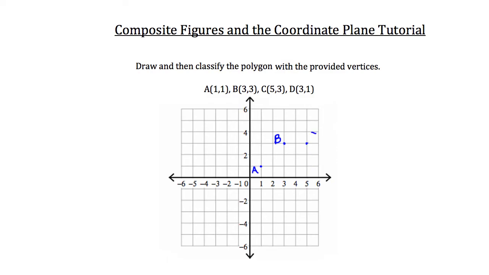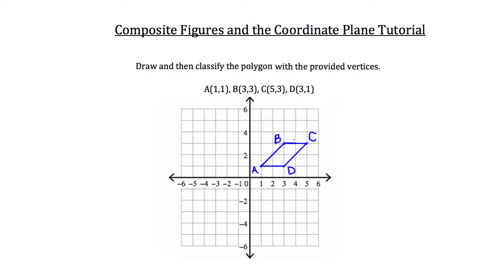That's our point C. And D is at 3, 1. So 3 to the right and 1 up. Now that we have the 4 points plotted, we want to connect them to form a polygon and then identify that polygon. So I've connected those 4 points.